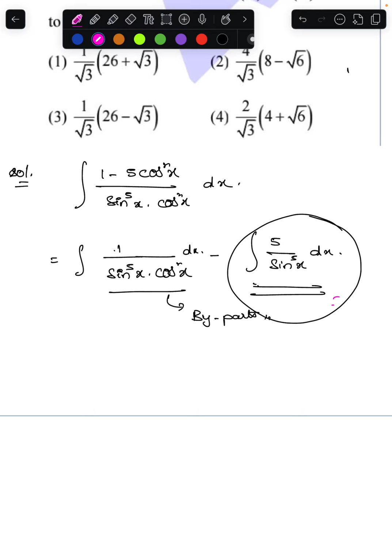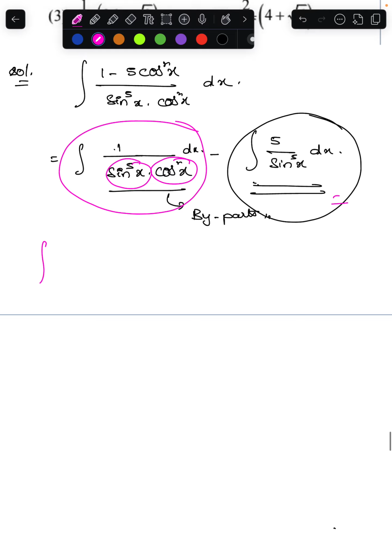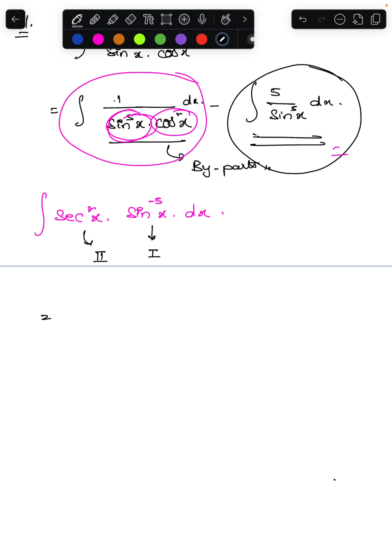So let's check whether it's getting cancelled out or not. I can clearly see sine power 5 here and here 5 by sine power 5x. As I'm concentrating only on this part, 1 by cos square x I can write as secant square x, and 1 by sine power 5 x I can write as sine power minus 5 x. So now I will take secant square x as our second function because it is easily integrable, and sine power minus 5 x as our first function, which is easily differentiable.